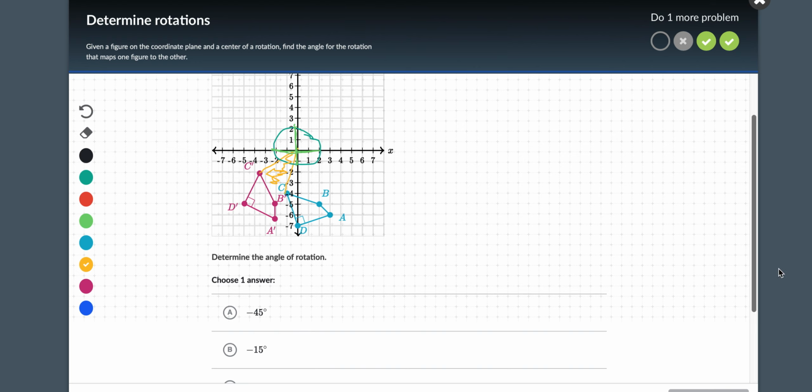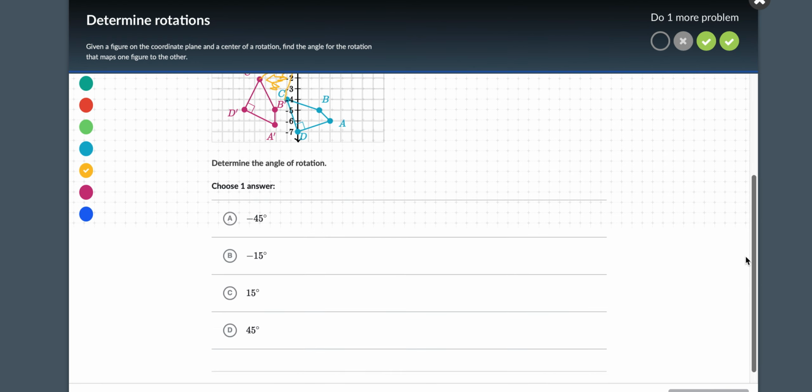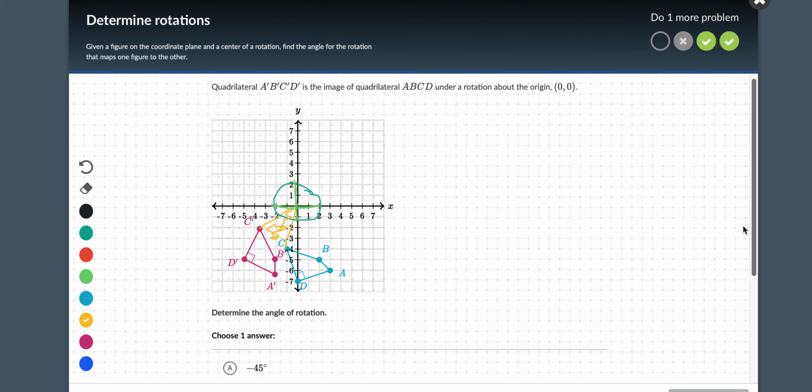And as you can see, that's one of the options: negative 45 and positive 45 degrees. So basically, the way we can tell which one it is, again, we look and it's rotating this way. So it's rotating clockwise, which means it is negative 45 degrees.